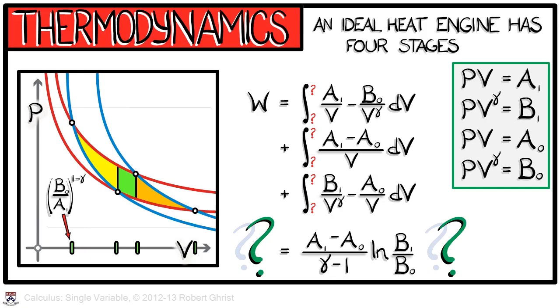A1 minus A naught over gamma minus 1 times log of B1 over B naught. If the answer is that simple, well, isn't there an easier way to do the integral? There is, but you're going to have to wait to find out. Complicated shapes require new techniques.